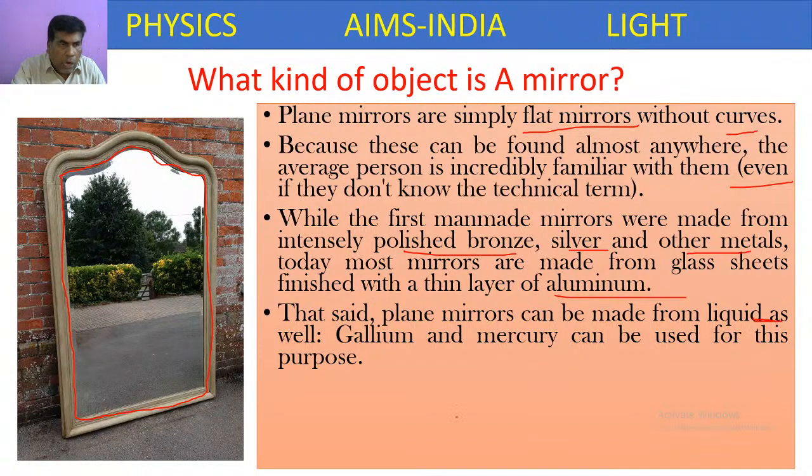Not only polishing with aluminium, even gallium and mercury can also be used for polishing plane mirrors.